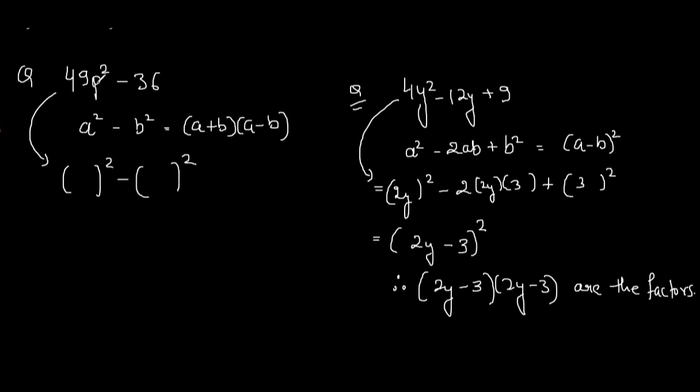Vibhu, can you tell me how will you write 49P? Seven square and B square. See, square is already there, so you will not write. Yeah, 7B. Then minus 6B. Yeah, sorry for that. 7p whole square minus 6 square. There is no b. Answer is 7p plus 6, 7p minus 6 are the factors.